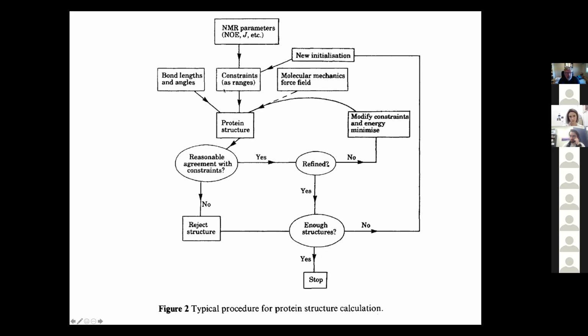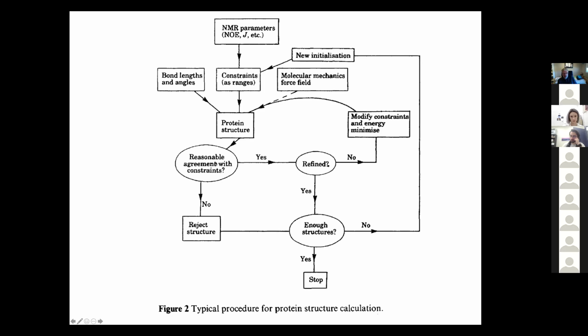So it takes these NMR data and it translates them into a series of constraints or restraints, as we often call them. And then, of course, we have standard bond lengths and bond angles that we know from all the structures that are available in the protein database. And from that, we can start calculating the structure. In order to do that, there's a certain molecular mechanics force field that's involved. And so that gives you an initial starting structure.